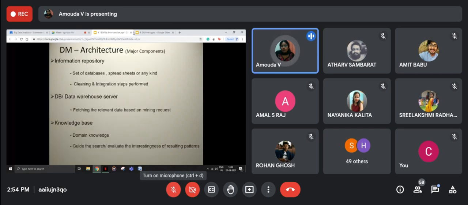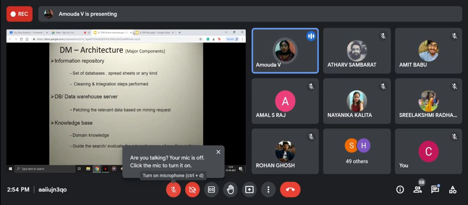Information repository, as you see in the picture, may be a database, a spreadsheet, or any kind of data. Then cleaning and integration steps are performed in that information repository itself, and once that is done, the relevant database is fetched only on a mining request. Knowledge base is domain knowledge.